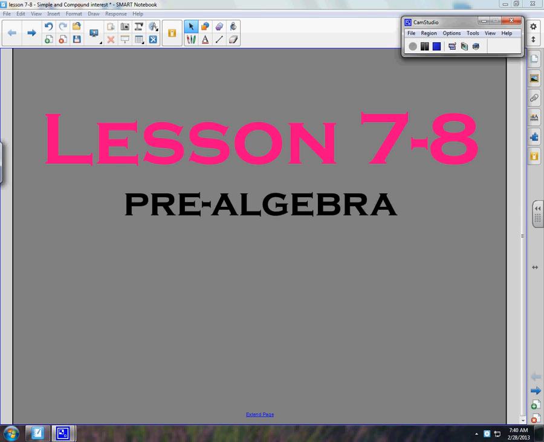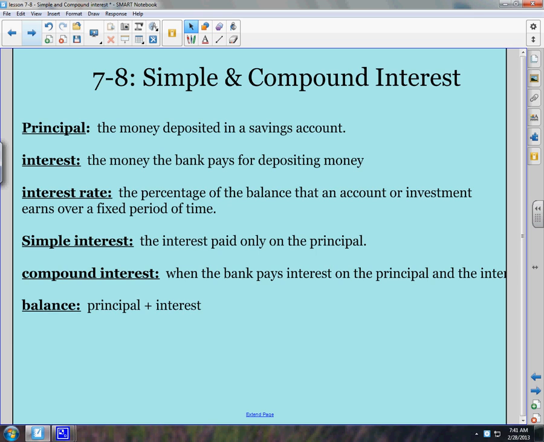Okay guys, this is lesson 7-8 for pre-algebra. So this is about simple and compound interest. So take a minute, copy down these key vocab, and then we will talk about them.